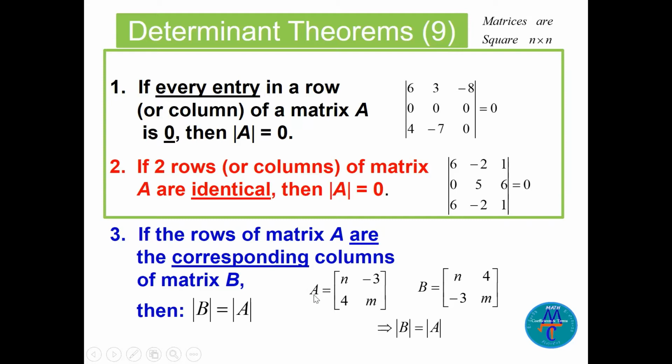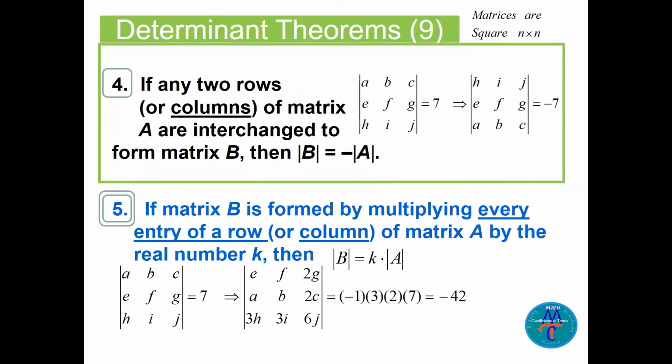Number 3, if the rows of a matrix A are the corresponding columns of a matrix B. So if we have an A like this, and we take the rows, like n, minus 3, this is a row, I make it a column here, and then a row here, 4, m, I make it a column here. That's another matrix B, and this is A. They have the same determinant. So the determinant of B is equal to the determinant of A. That's rule number 3 in this sequence.